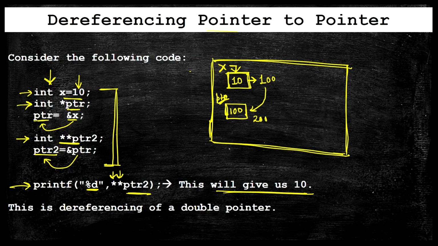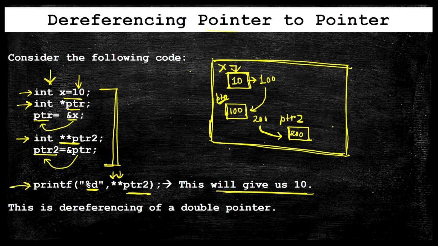That is int star star ptr2. This is a pointer to pointer. So once you write star star ptr2, another block will be created over here for ptr2, because ptr2 will also take some space because it is a pointer. Now what will this ptr2 hold? This pointer to pointer will store the address of ptr. What is the address of ptr? That is 200. So 200 will be stored here as value. Clear?